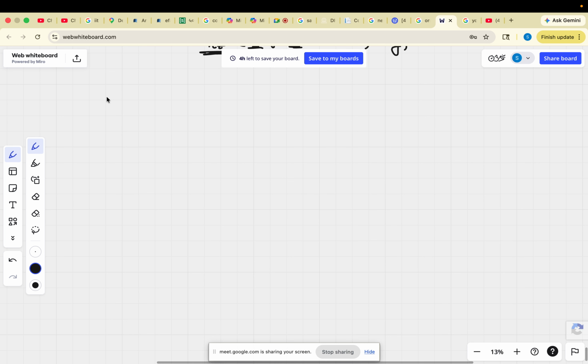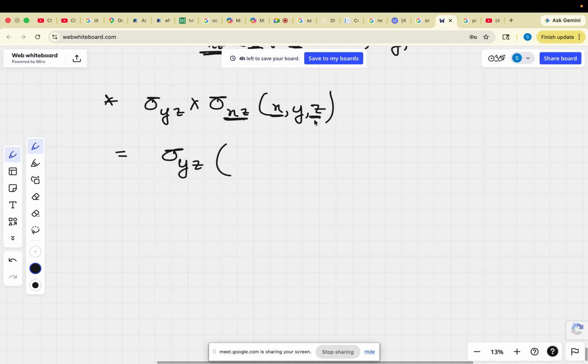Fine. Now suppose next you have sigma yz into sigma xz of your x y z. So if I apply xz, x and z will have no change along your x and z. So first of all write down sigma yz. X and z is not changing, so what I will get? X comma minus y comma z.